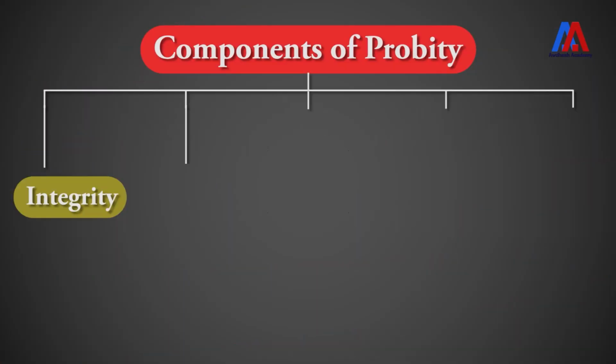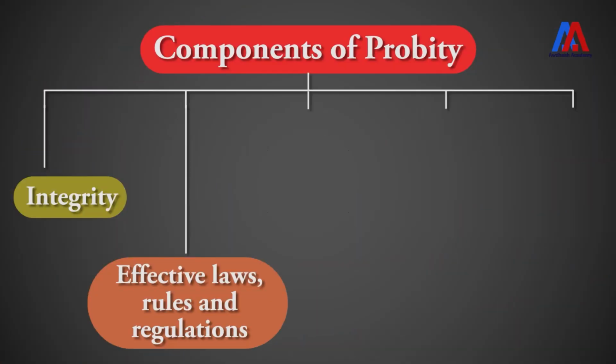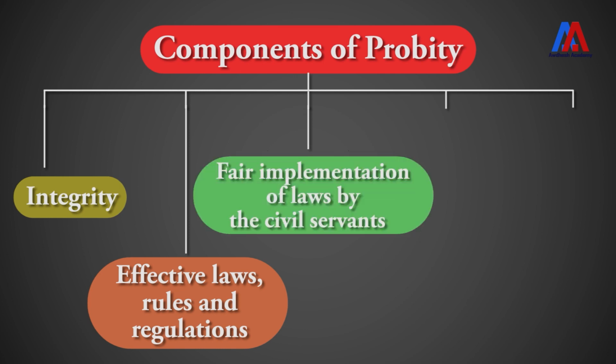The second important component is that the laws, rules and regulations must be effective, strong, so that it has the requisite deterrent effect on the people who are breaking the law. Then the third important component is the fair implementation of law by the civil servants. So laws can be excellent, but unless they are implemented in the proper manner, it does not serve the purpose. So we have to be very fair and the implementation has to be very effective.